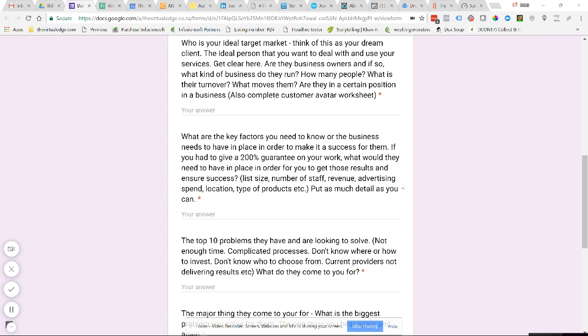These might sound like silly things, but put all of these things down. This is your ideal client. What do you need to know to guarantee success?